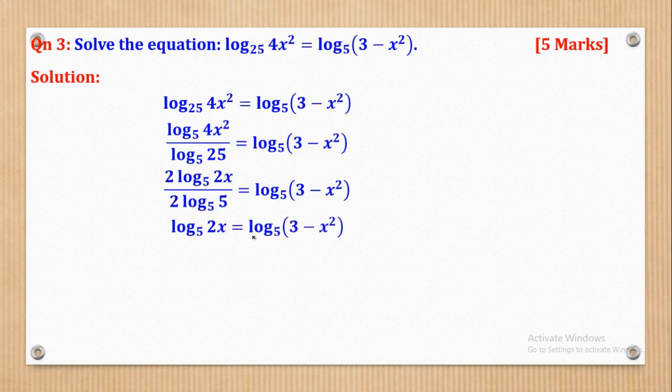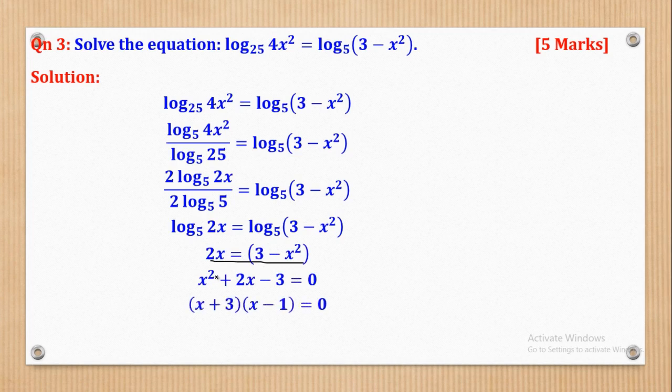After that I realize that all of them have the same base, therefore this can cancel with that to come up with that. Then I realize that this is a quadratic, so let me rearrange it to form a quadratic, and after that I can either factorize or use the bulldozer method to come up with two values of x, which are negative 3 and 1.